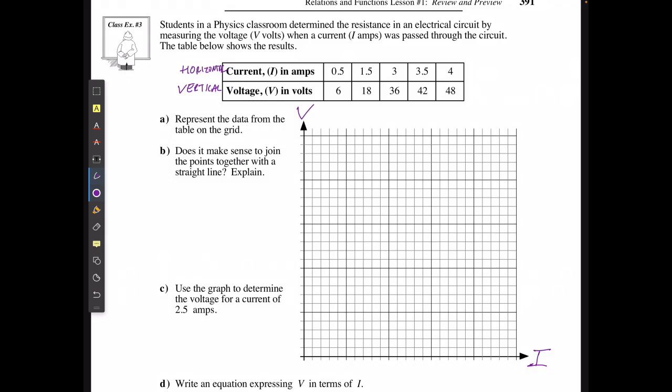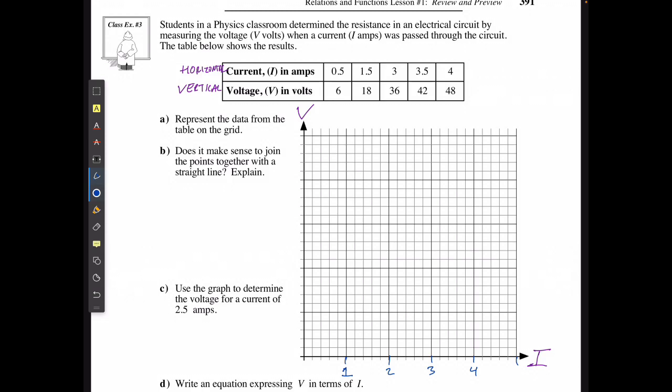I also need to figure out what my scaling should be. Well, my horizontal value goes up to 4, but I have 5, 10, 15, 20, 25 lines. So in this case, logically, I'm going to say that it's every 5th line is going to be a point.